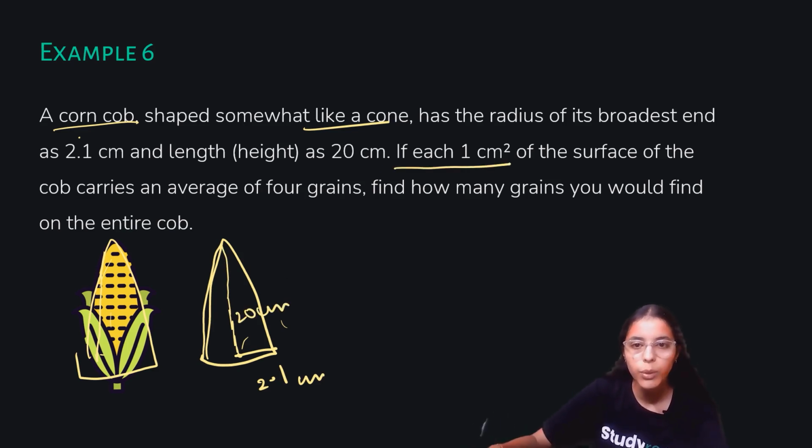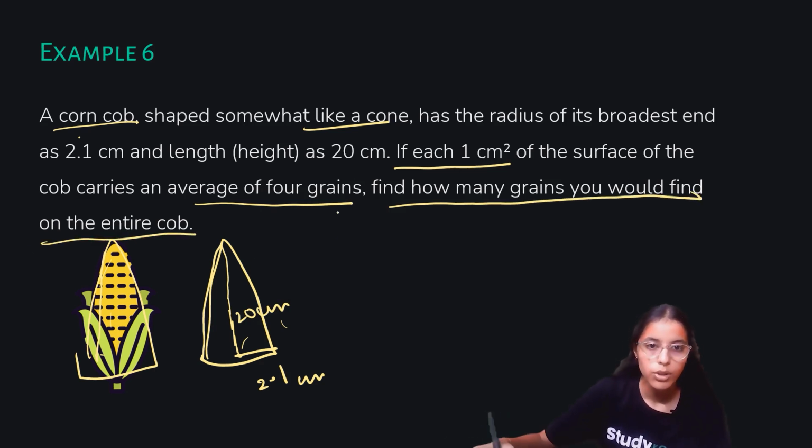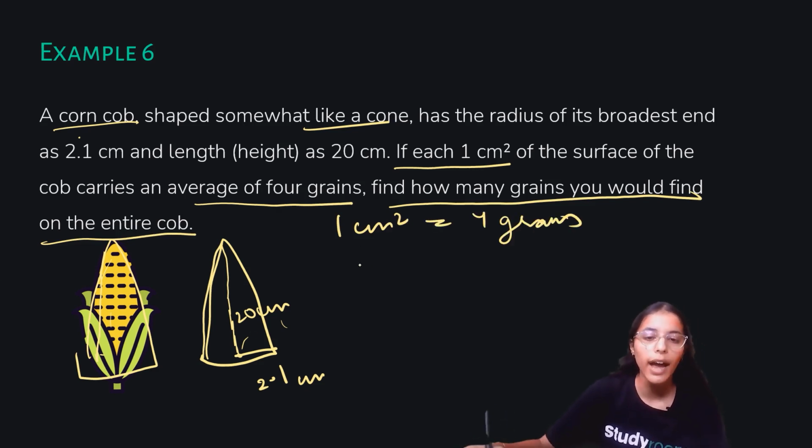Now if each 1 centimeter square of the surface area carries an average of 4 grains, find how many grains you would find on the entire cob. So our 1 centimeter square has 4 grains. We have to find how many grains are there. To find that, we first have to find out the CSA of the cone, because we know that the grains would be found on the curved surface area of the cone.